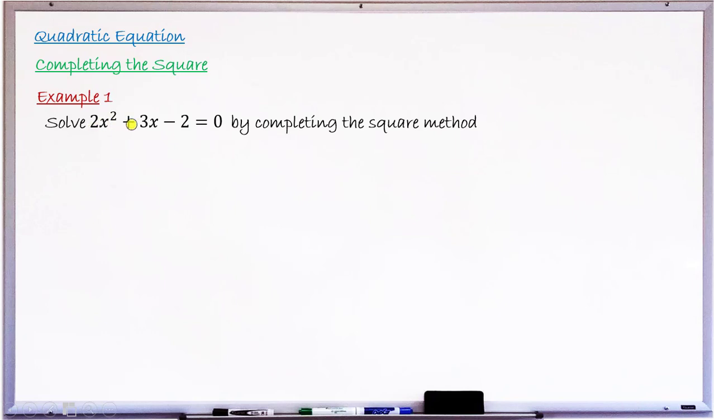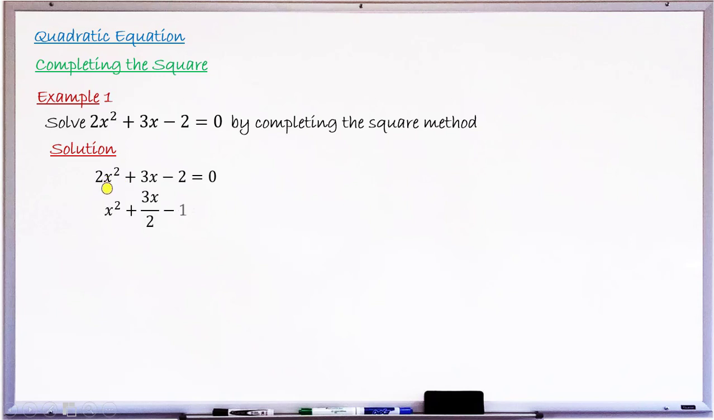Example number 1 says solve 2x squared plus 3x minus 2 equals 0 by the completing the square method, which means you have to find the solution of this quadratic equation using this method. So the solution to this problem, copying the given quadratic equation, is 2x squared plus 3x minus 2 equals 0. Rule number 1 says we have to make the coefficient of the square term 1. I have 2 here as the coefficient of x squared, so I'm going to make it 1. How will I make it 1? I'm going to divide it through by that coefficient.